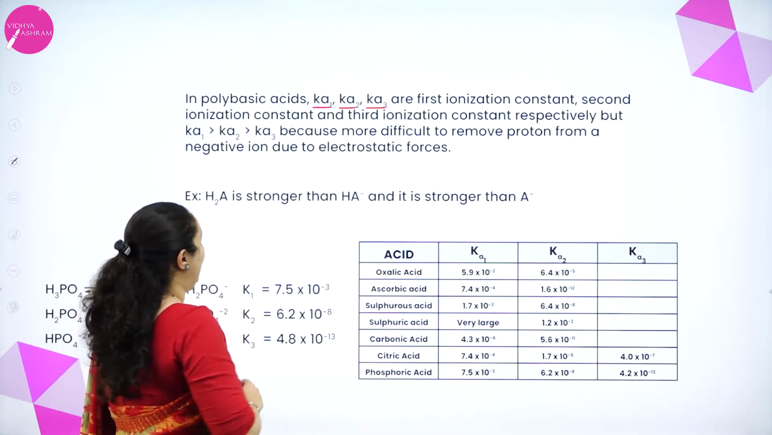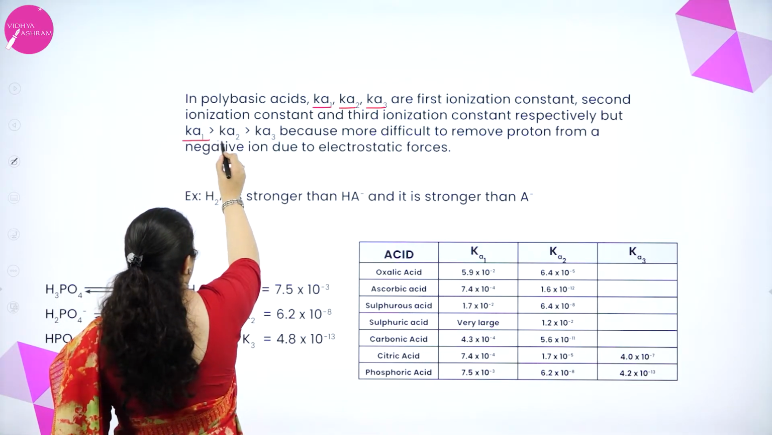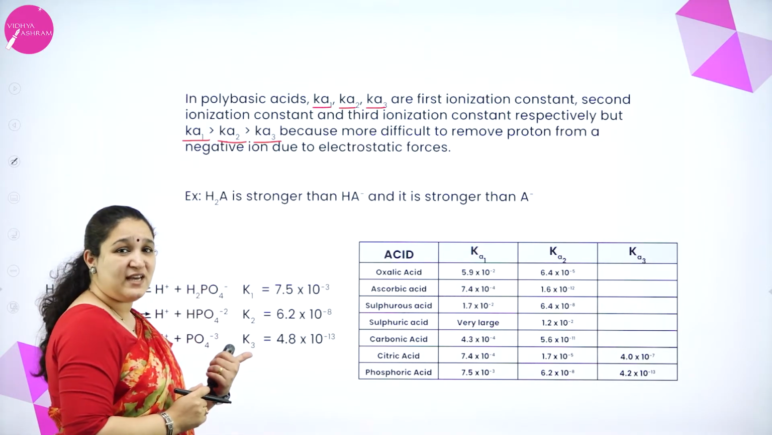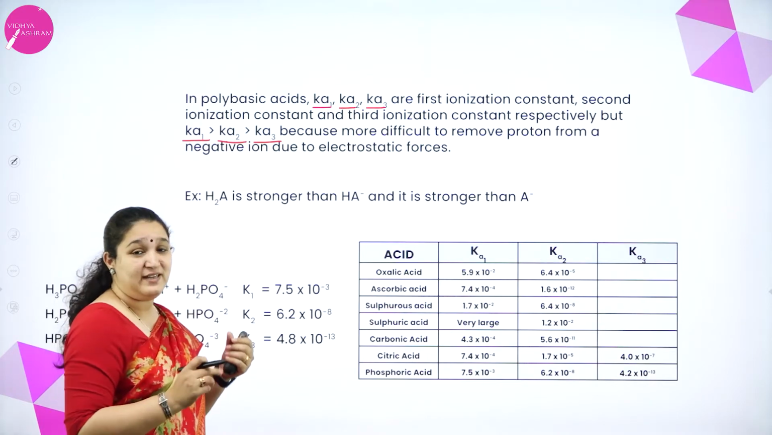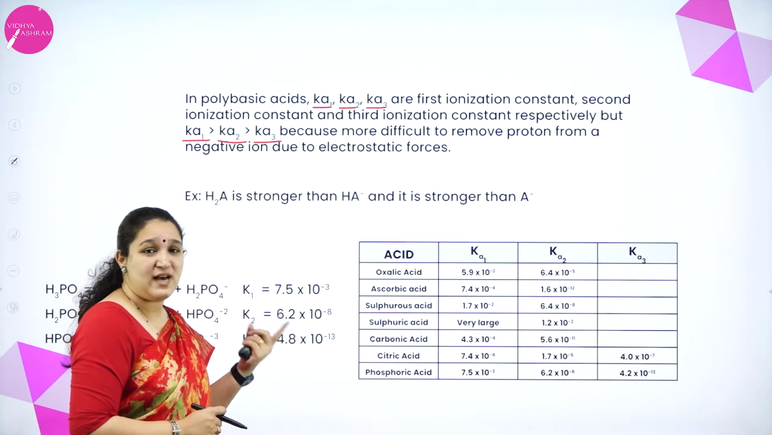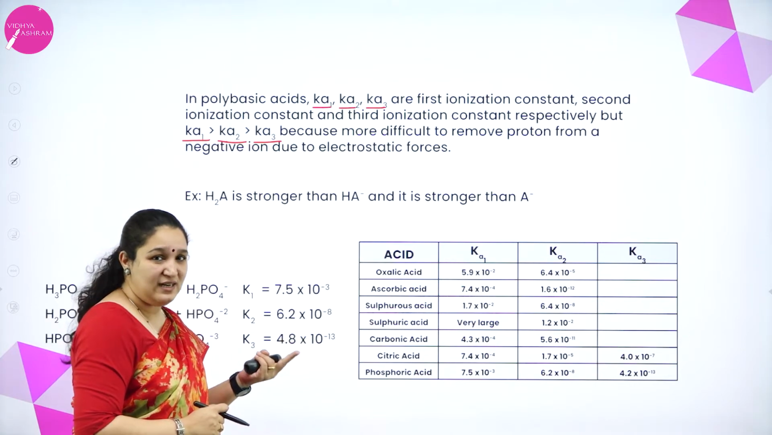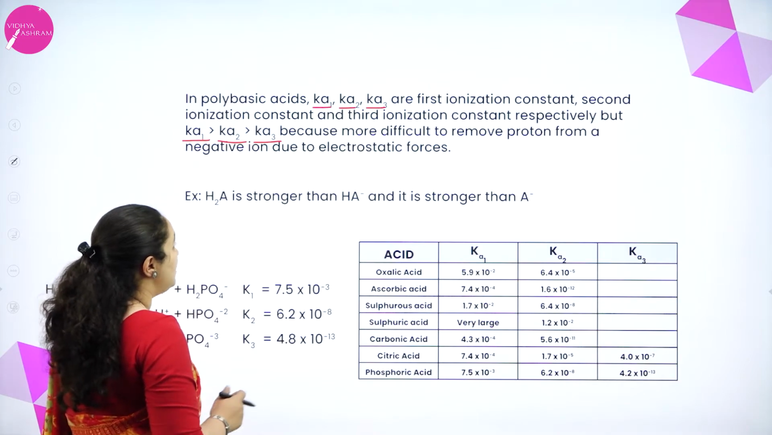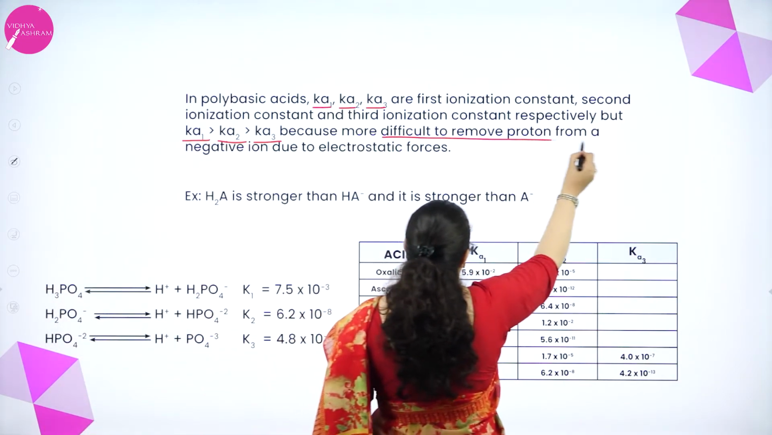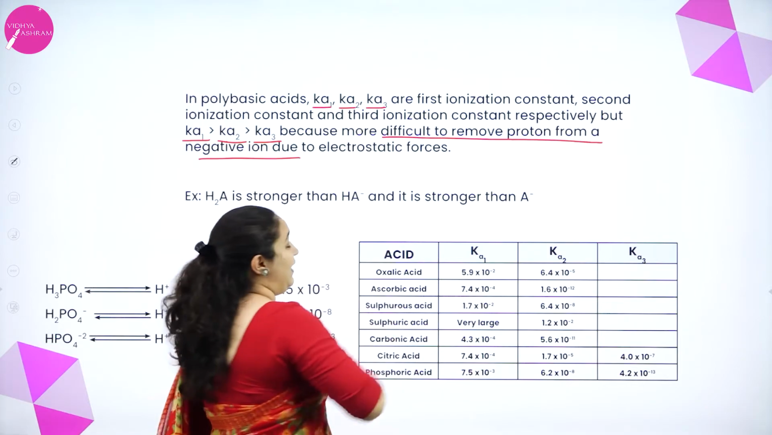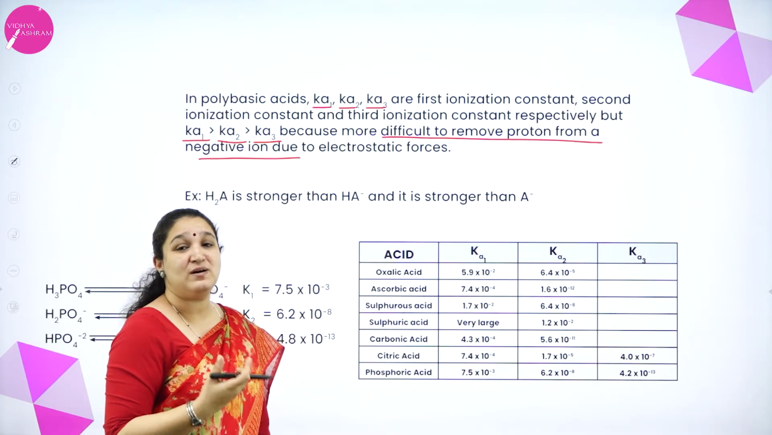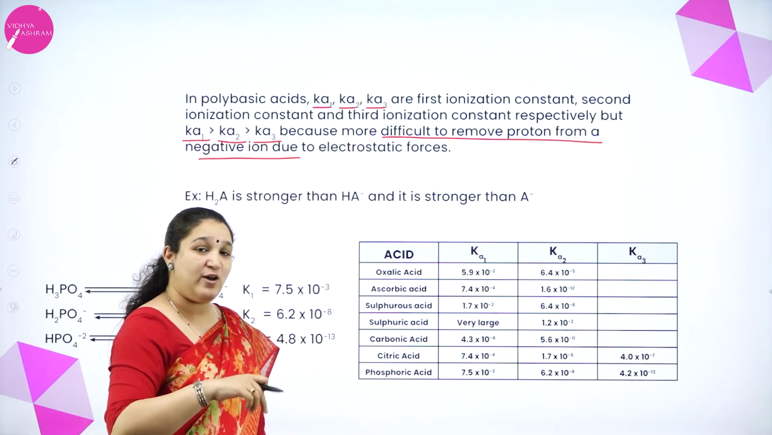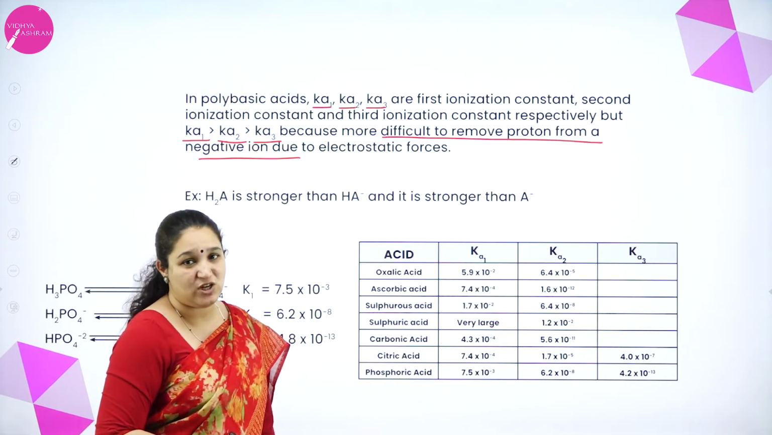And it is found that Ka1 is greater than Ka2 and Ka2 is greater than Ka3. That is, for first ionization high energy is required. That is, for first ionization the value is higher, second ionization is a little lesser and third ionization is much lesser, because it is more difficult to remove a proton from the negative ion. Why is it so? Because it becomes difficult to remove an H plus ion from an ion which is already having a negative charge. Okay.